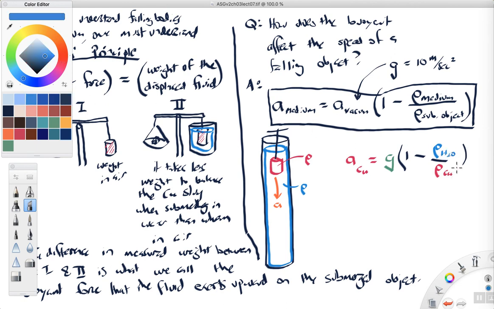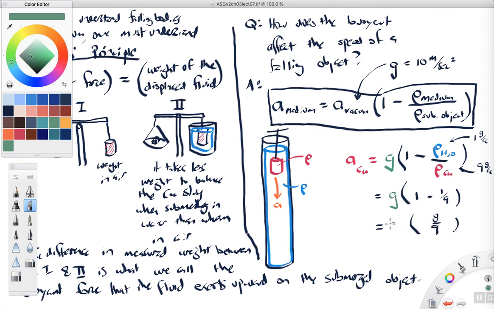Okay, so for example, let's plug in some numbers here. The density of water is 1 gram per cubic centimeter, and the density of copper is, I'm going to round off, about 9 grams per cubic centimeter. So it has a specific gravity of 9, 9 times that of water. And so the acceleration of the copper is going to be equal to g, which is 10 meters per second squared, multiplied by 1 minus 1/9, which is the reduction from 1, so it'd be 8/9.